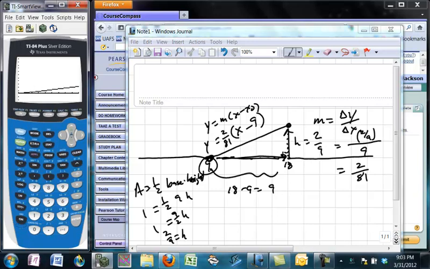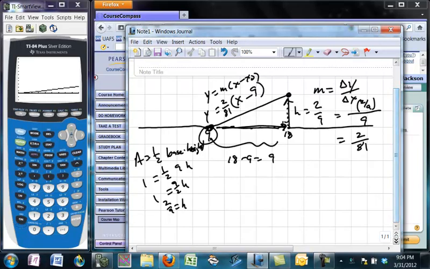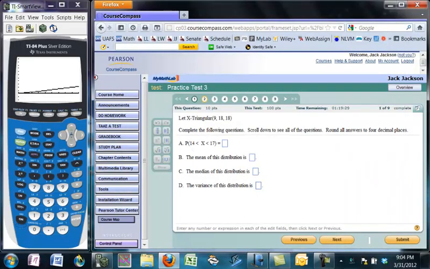We can check it here on the calculator by doing calculate number 7, our area calculator, and we want to go from 9 to 18, and this should come out to be 1. Just double check. Okay, that's good news, and we can clear our drawing. Okay, now we're ready to compute some probabilities. We can do these by hand, or we can do it with the calculator.